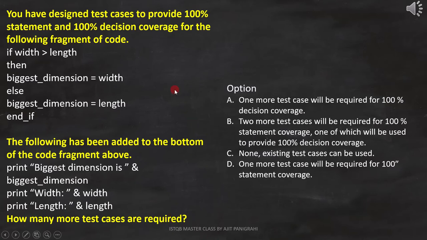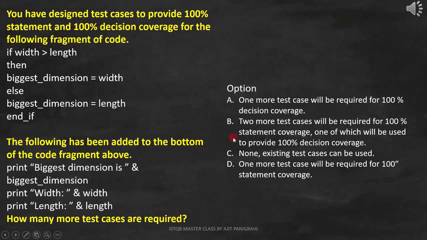Let's understand this question clearly. Initially, we had this code. And for this code, we had test cases to cover statement coverage and decision coverage. After that, new code was added. And now we have to find if we need test cases to cover this new piece of code. If yes, then how many new test cases we need?